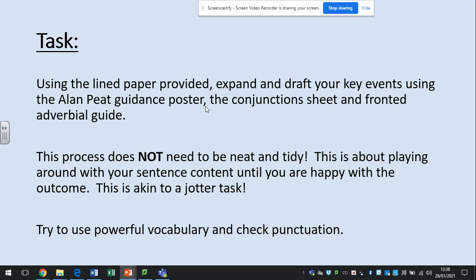This is almost like using those pieces of paper, a bit like your jot task. You're not too bothered about what it looks like, it's how it reads. It's have you got the features in there that you need? Is it punctuated correctly, okay? We'll worry about the tidiness of it and the presentation of it and your handwriting in the final lesson that comes in this sequence. Make sure you try to use powerful vocabulary and check your punctuation.